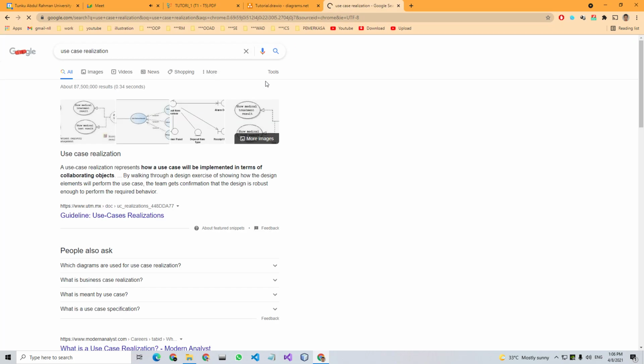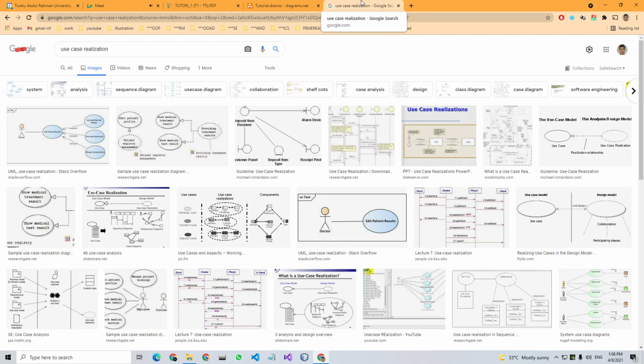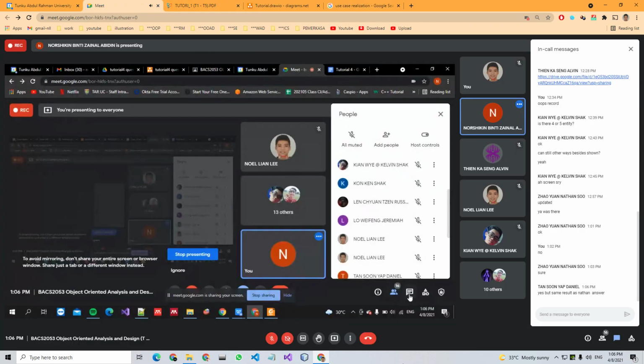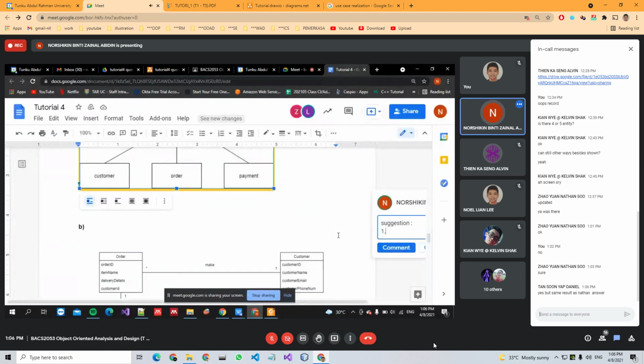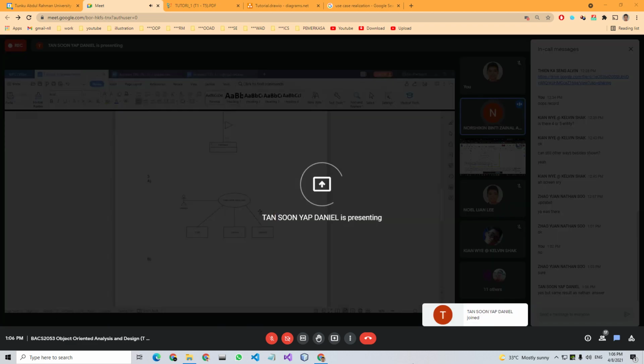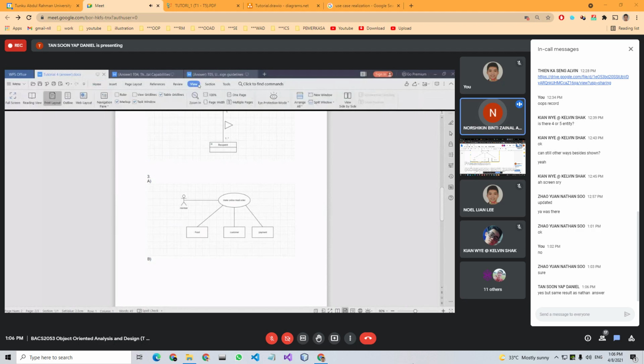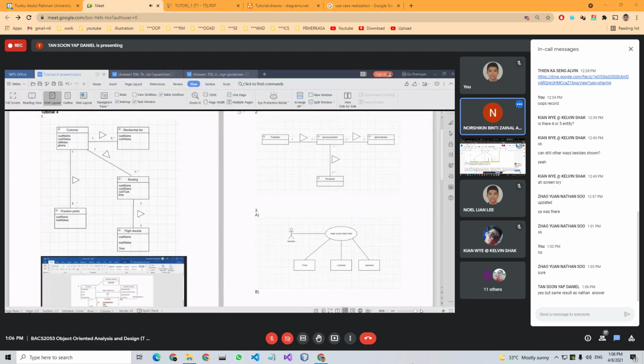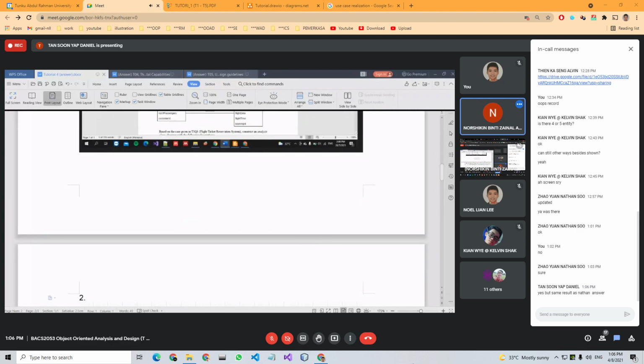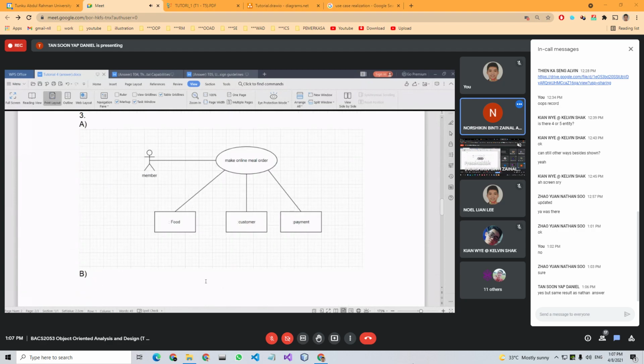You have these three: customer, order, and payment. Other than these three, never mind. I think we shouldn't spend too much time on this, but this is the correct diagram. What I suggest you guys add is this. By the way, this is correct, but like I said, member is the actor, make online meal order is the correct use case name, then order and payment. I think this one is more or less right, the same as his.